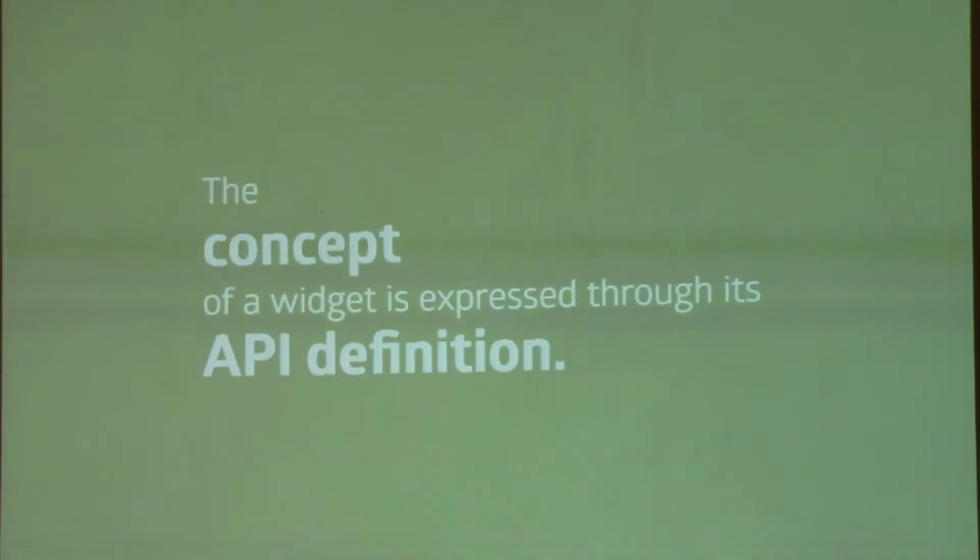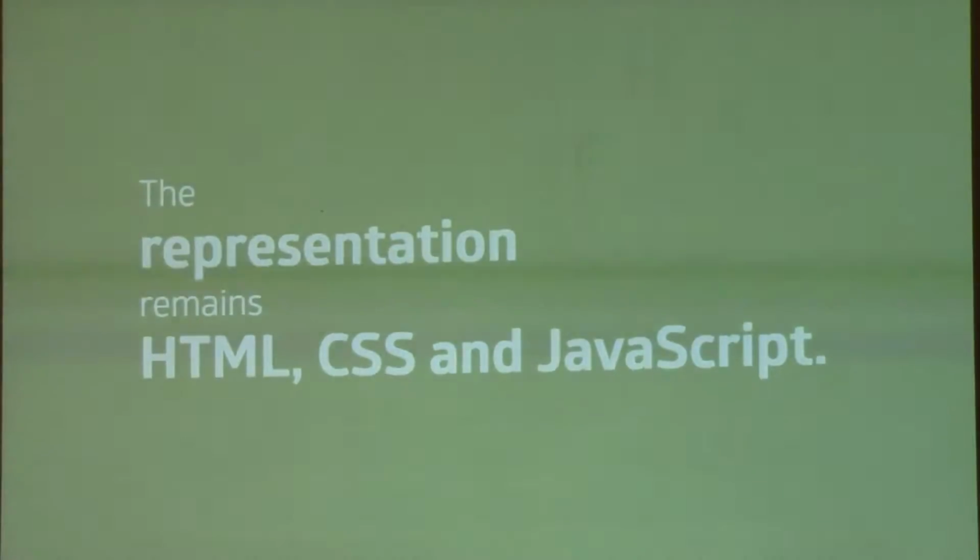The idea behind ActionWidgets is that the concept of a UI component is expressed through its API definition. By providing a clean and concise definition of your API across all components, you make it easy for everyone to use these components, because they all function in a similar way, and you make it very explicit what your component requires to be actually displayed. And the underlying representation still remains just HTML, CSS, and JavaScript, so no real trickery going on.